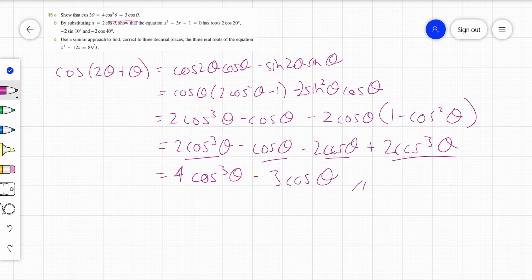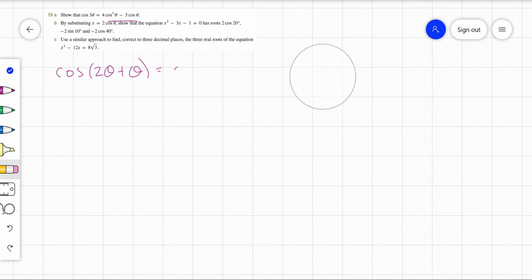Alright, but then this is the interesting part that you'd get maybe on a question 16, and you can always do parts of it, so don't forget to just try parts of it, even if you can't do the whole question. So B, by substituting, this one tells us what to substitute in for x into this x³ minus 3x minus 1. So let's do it, see what we get.